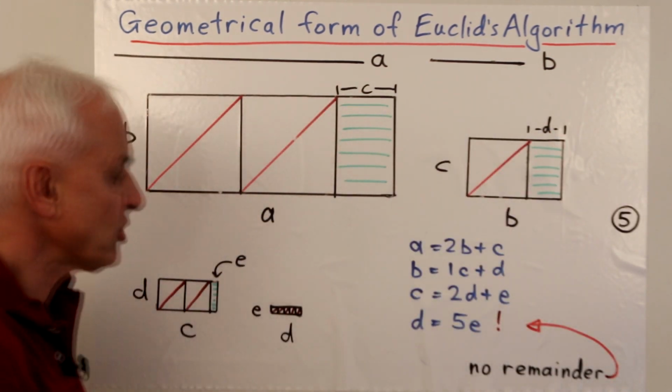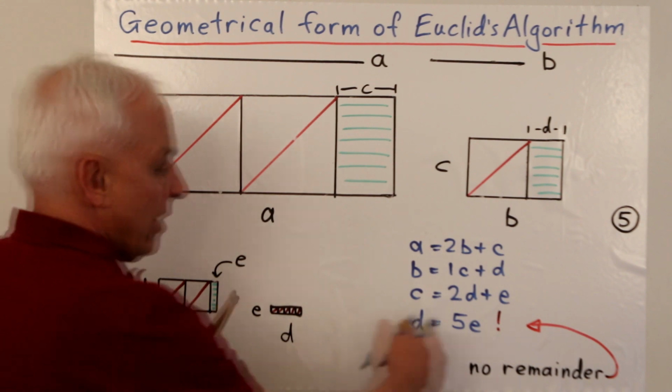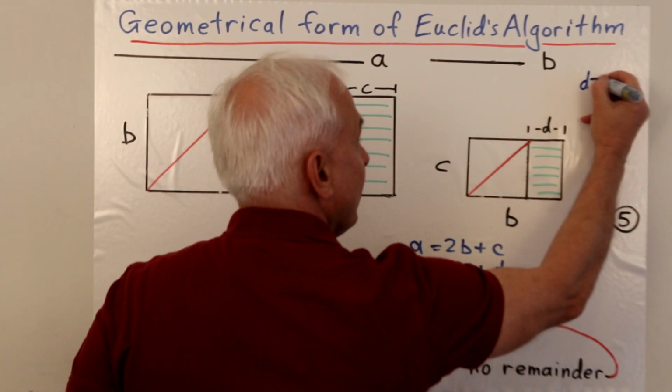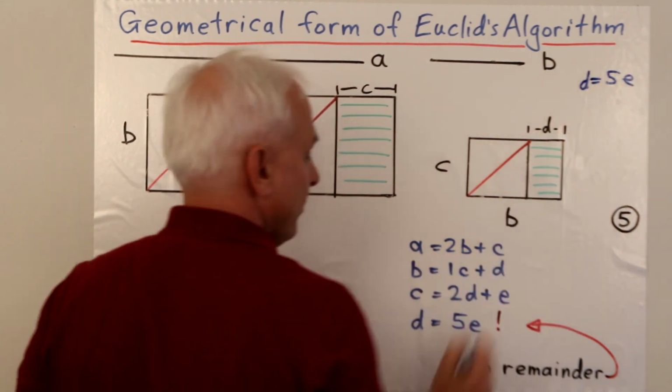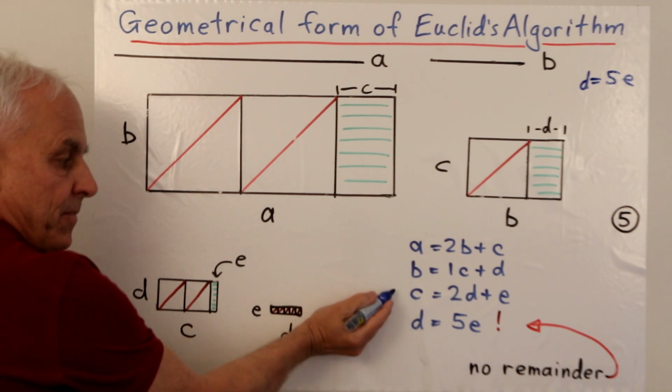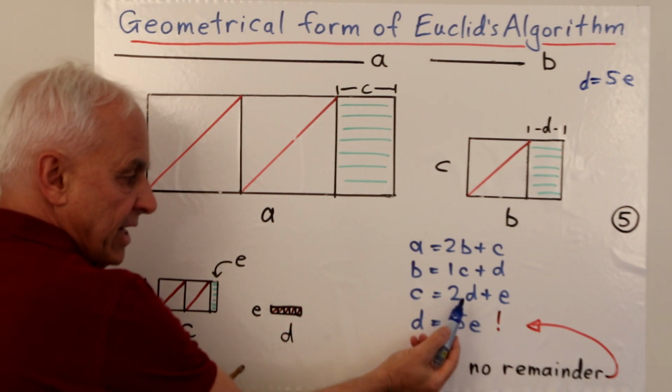So I might do it up here. So let's go back up this thing here. If we start with the bottom, we see that D is equal to 5E. Okay, so that we know. What about C?